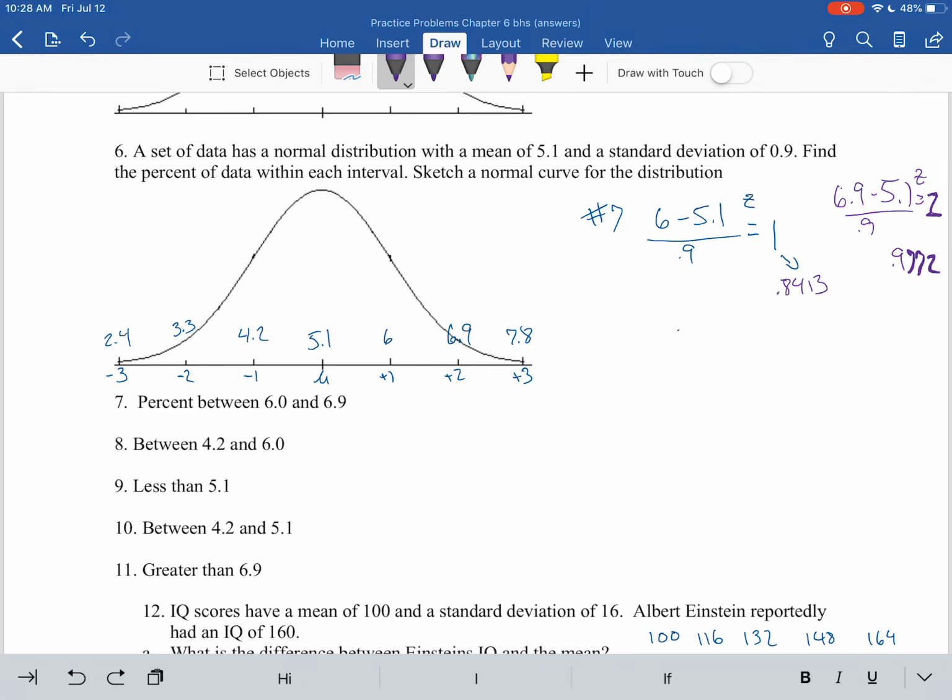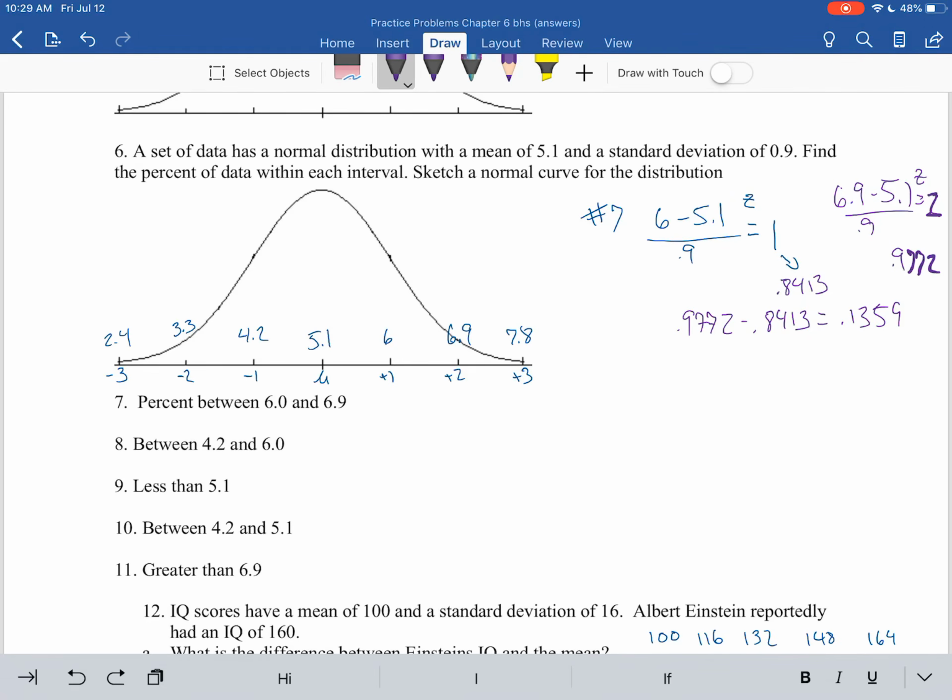So we take 0.9772 minus 0.8413. If we took 0.8413 from 0.9772 the other way around, we'd get a negative value, and we can't have a negative value here. When we do this, you get 0.1359, or 13.59%. And that is the percent or area between 6 and 9 here. And this is the way you should be doing it.